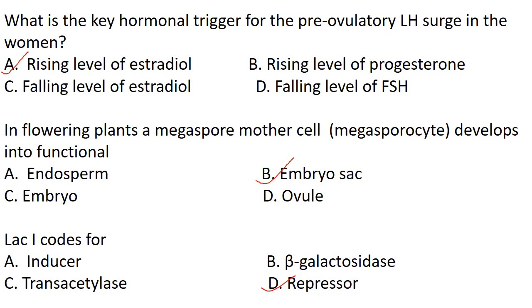Then lac I codes for the repressor. Answer is option D. Beta galactosidase is coded by Z, transacetylase by Y, I think. So lac I codes for the repressor protein.